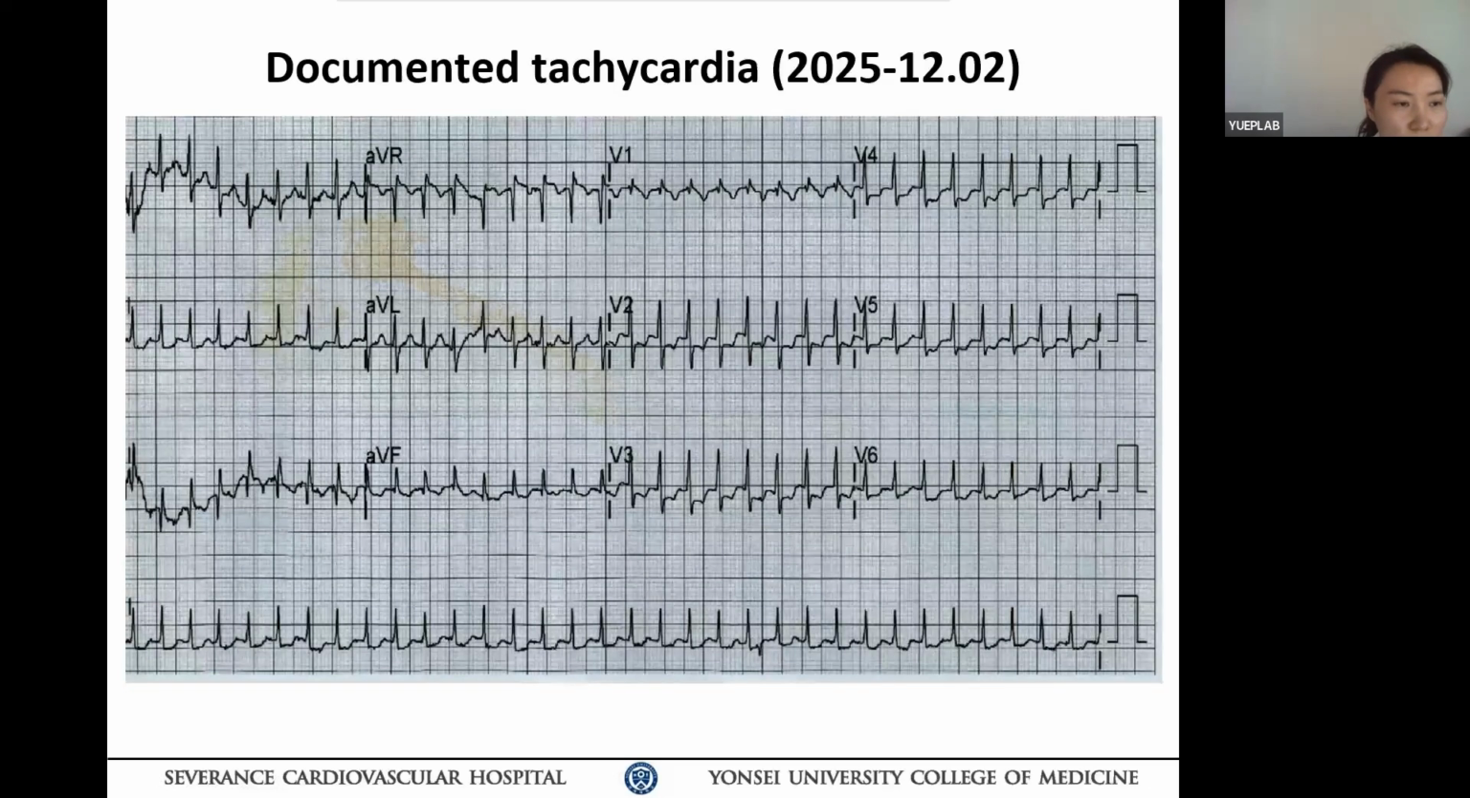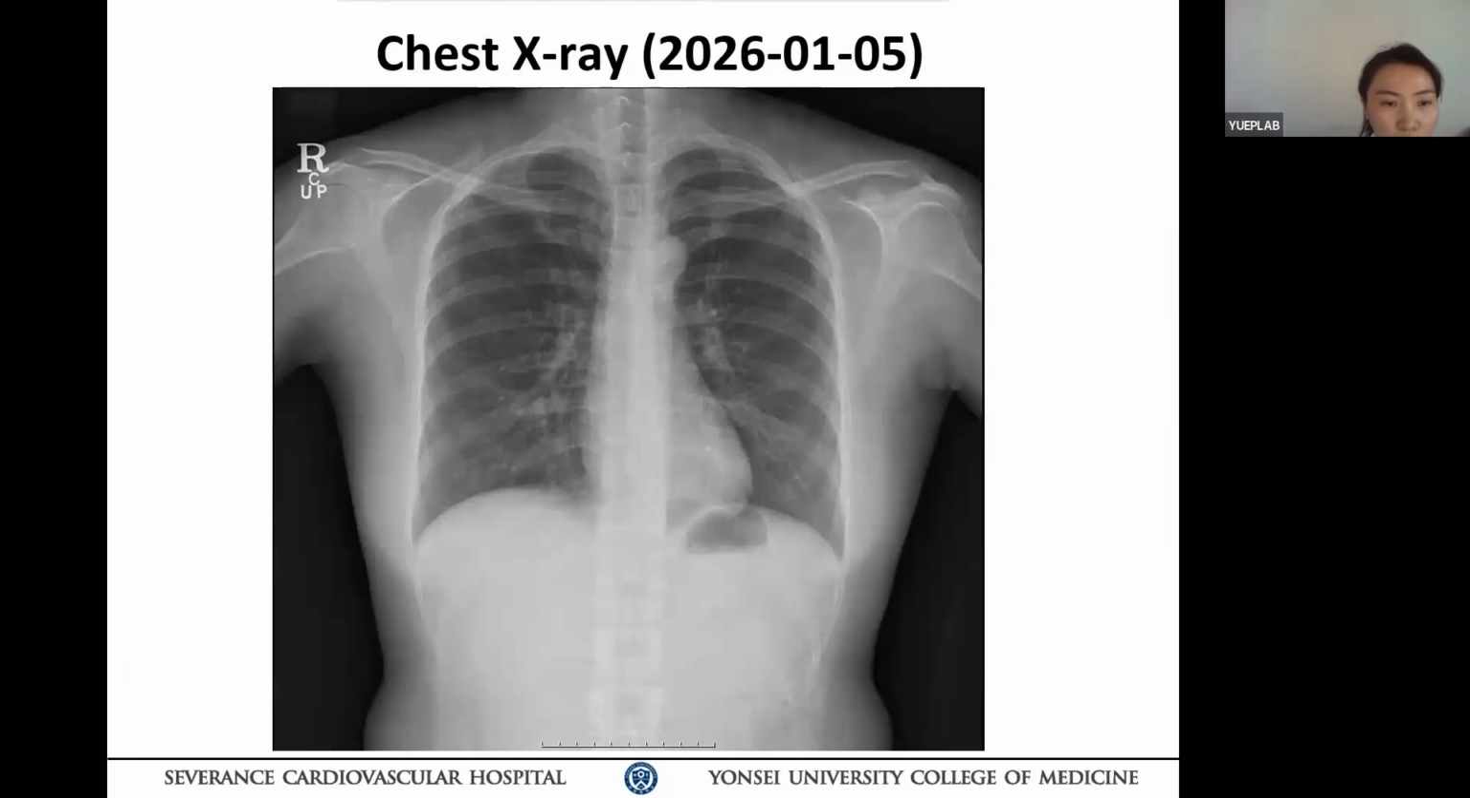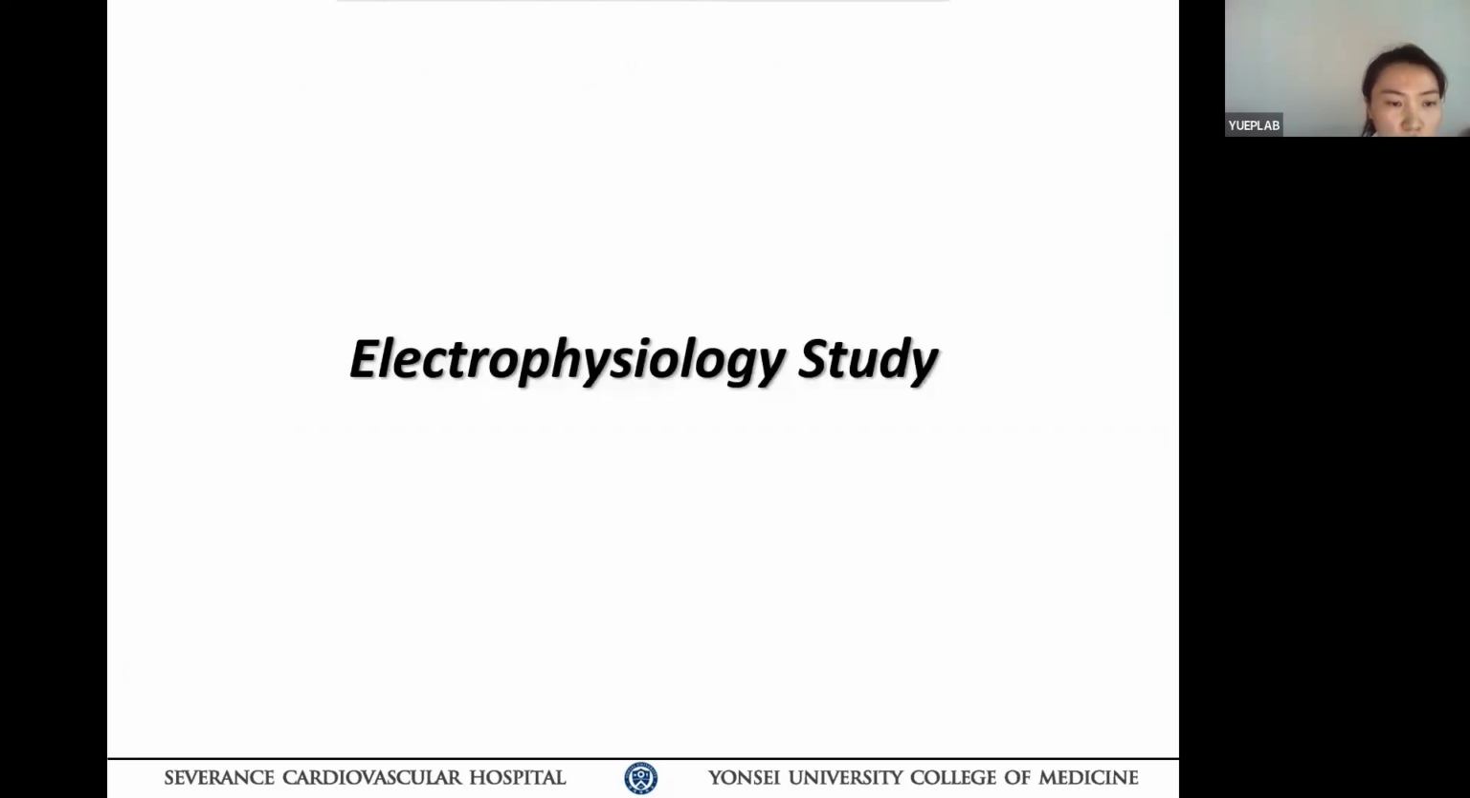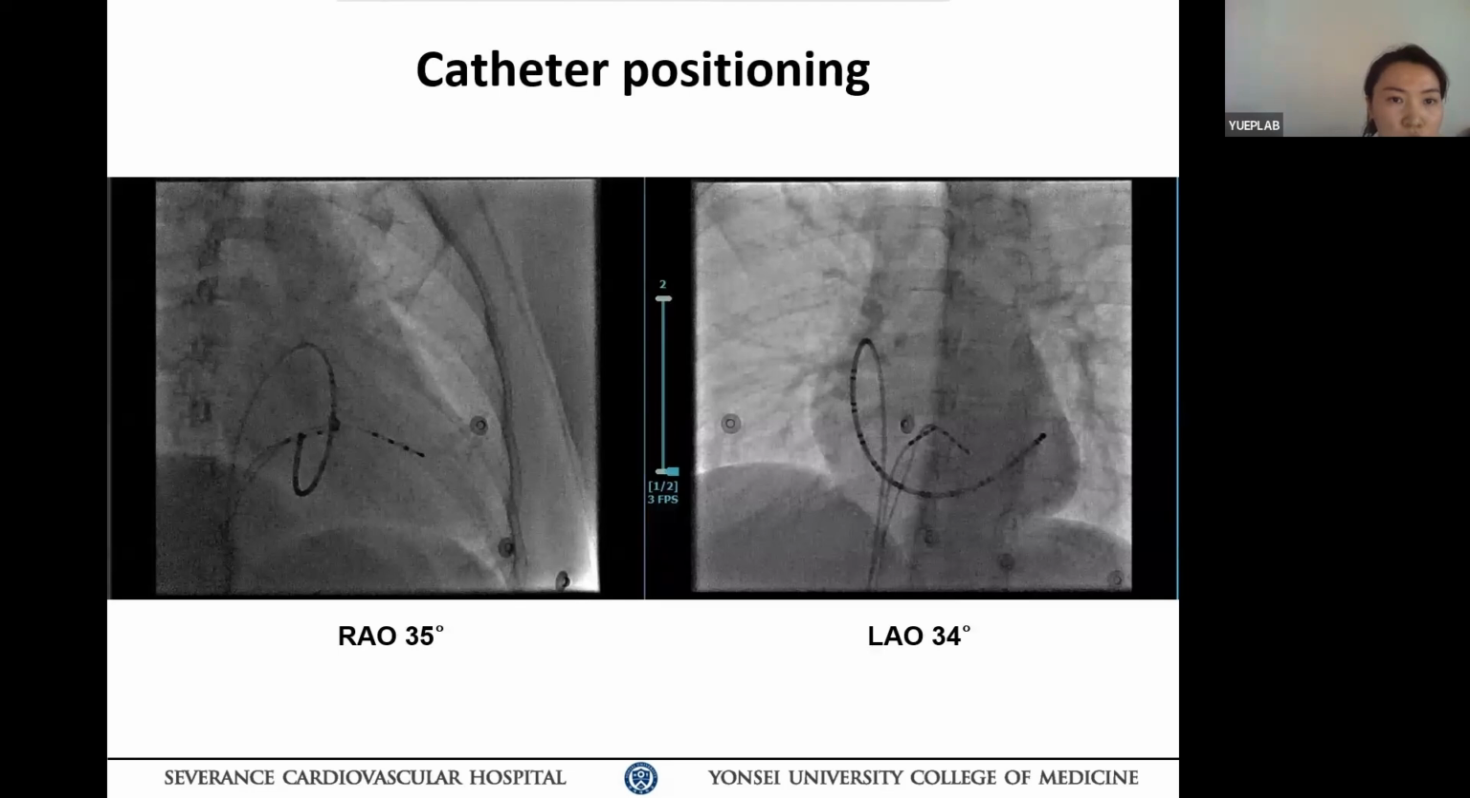On the ECG, it was a narrow QRS tachycardia, heart rate about 150, the axis was normal, and there was no definite P wave preceding the QRS complex, and there was also ST depression in the precordial leads. The chest X-ray was normal. So she was admitted to our hospital for an electrophysiology study for diagnosis and RF ablation of the SVT. The baseline catheter positions are like this.